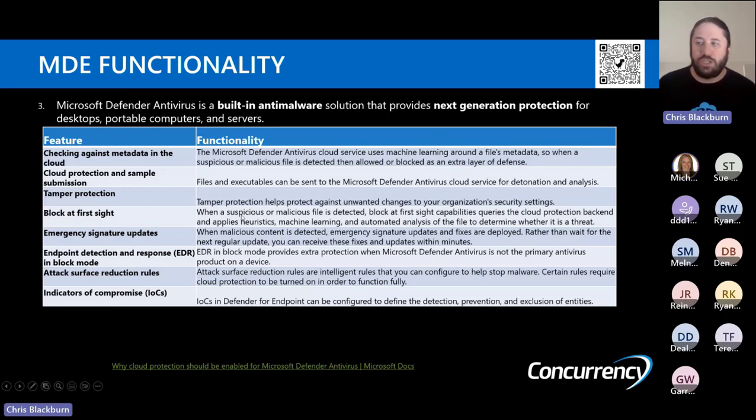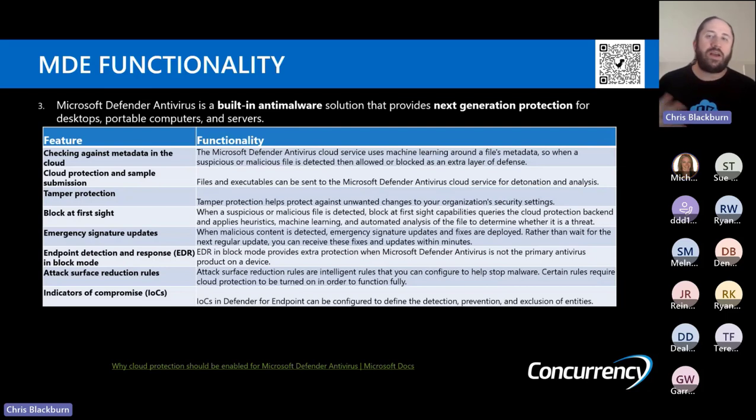And a lot of that uses machine learning to determine if a file is suspicious. It's taking those samples and sending them up to the Defender Cloud Service for detonation and analysis. It's leveraging things like tamper protection and block at first sight, where if an executable, after it has been sent to the cloud, hasn't been seen before, it's going to block it.